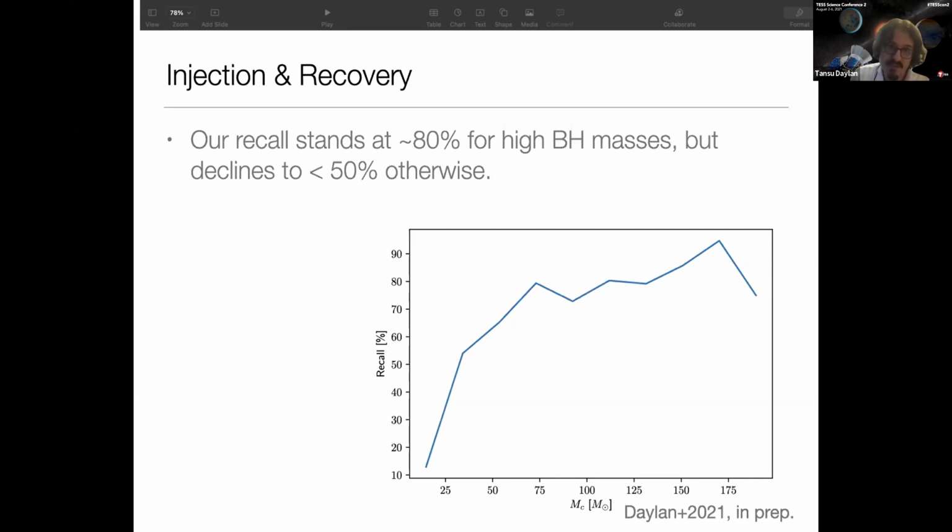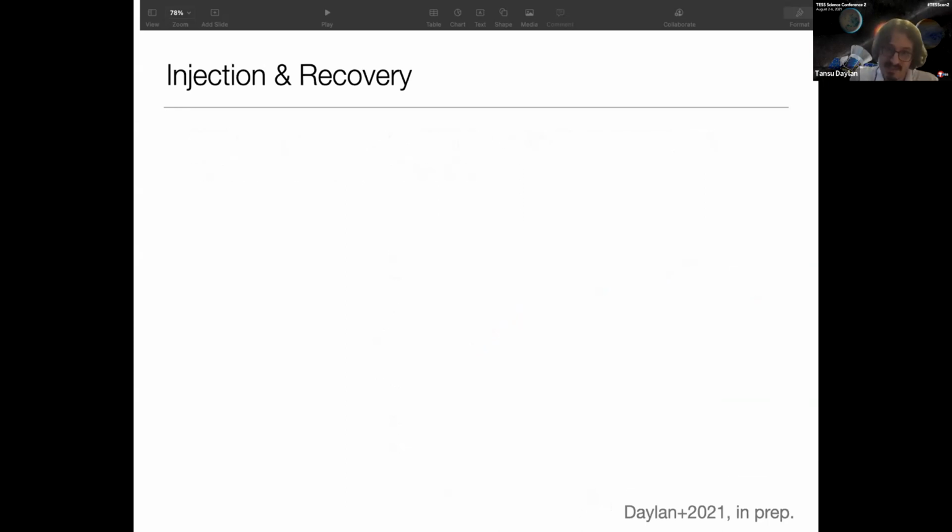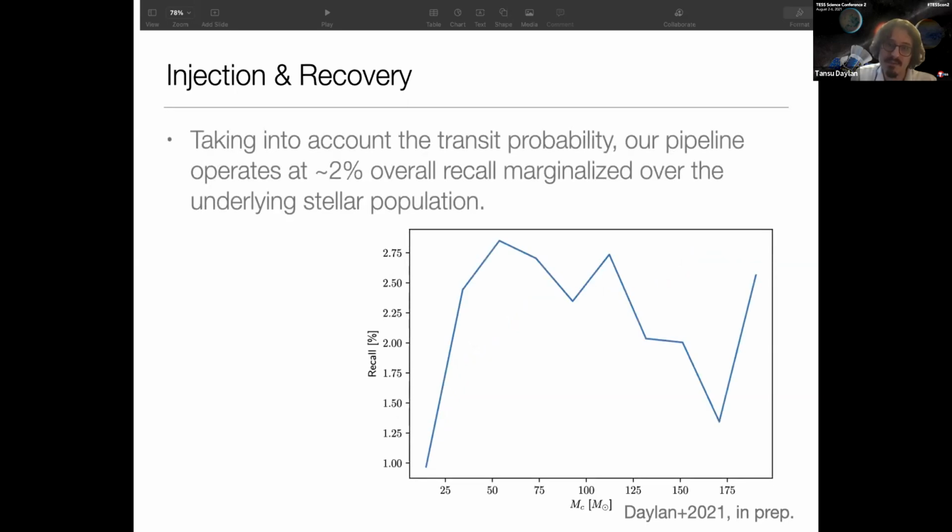So far, we have shown that our recall is around 80% or so for most orbital periods and masses, especially for large orbital periods and masses. Baking in the transit probability, the overall recall is about 2%. So essentially that means it takes about 40 relevant systems with signal for us to find one, because of the recall inefficiencies as well as pipeline inefficiencies as well as the transit probability.